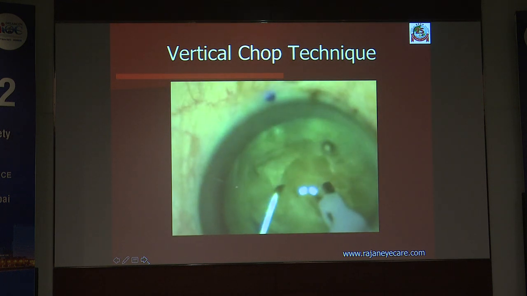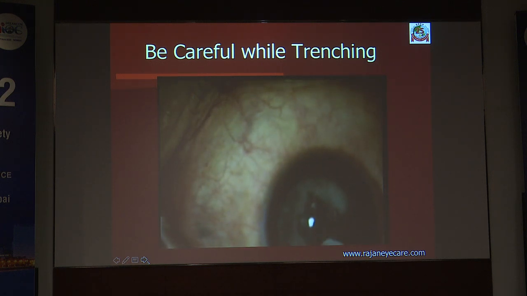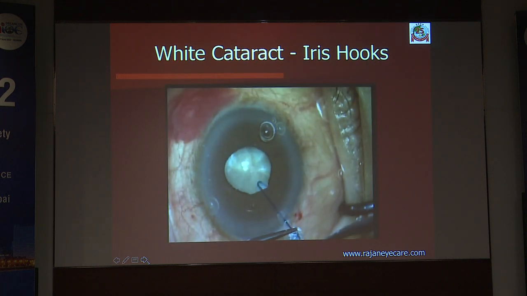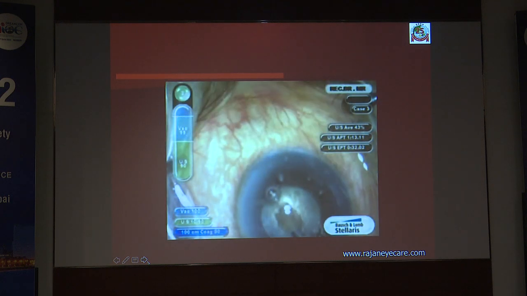Be careful in doing hydrodissection. A white cataract can sometimes be very soft. Be careful in trenching; sometimes the vacuum can open up the posterior capsule as well. If you have a small pupil, always use iris hooks or a Mulligan ring or whatever it is right at the beginning of the surgery.